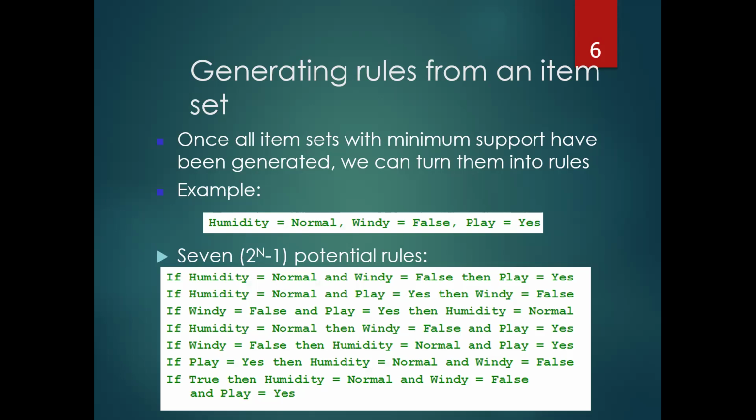It goes like this. To simplify, let me take the 3 item sets as A, B, C. A is humidity normal, B is windy false, C is play yes. When you create the rules, you have if and then: if something, then something else. Since we have 3 item sets, we can do it in 7 different ways. How? Here we can put A comma B, so if A comma B, then C.